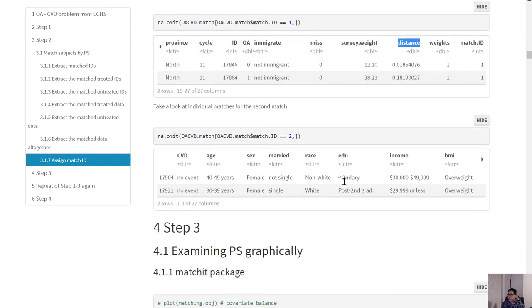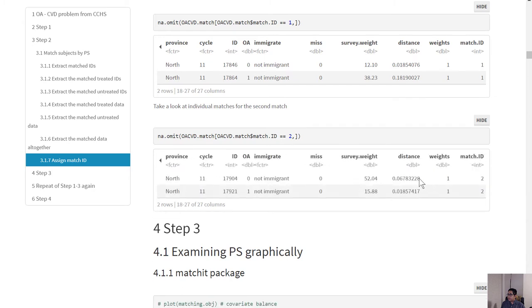Say this is the second pair, so ID equals 2, matching ID equals 2. This is the second pair, no event, married single, non-white white. So there are some differences in there, but in terms of the distance, you can see the propensity scores are very similar, 0.06, 0.01, right? So that is the main idea behind propensity score. We are only going to be matching with respect to this propensity score, but we are not going to look into all of the single detailed values of them, even though some of those values can be similar.